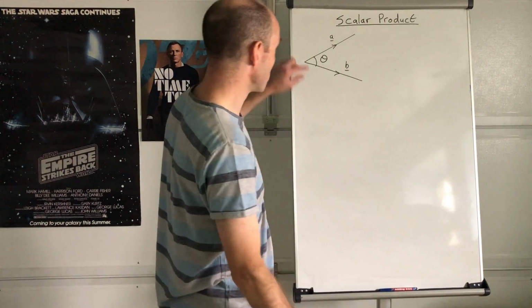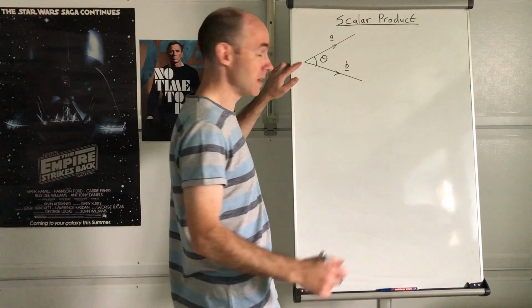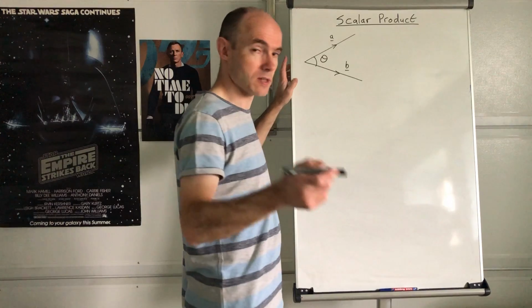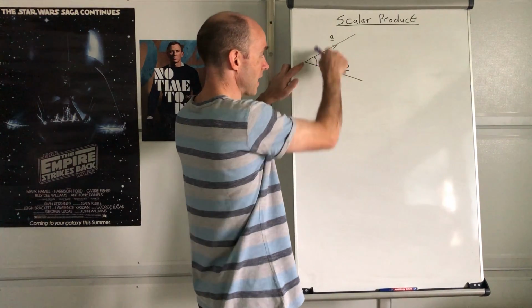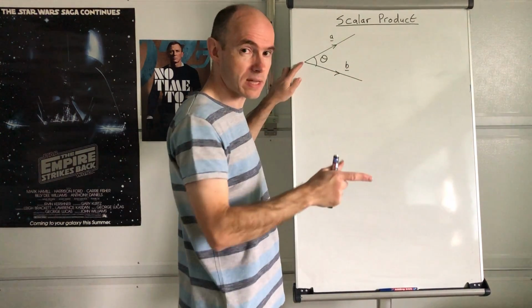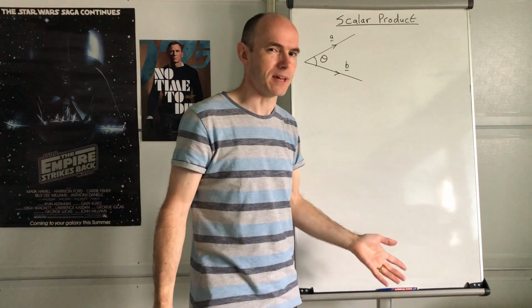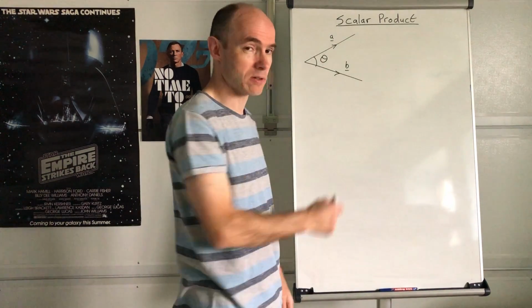I've drawn two vectors on the board here, and the last example looked at the point of intersection. If there's a point of intersection, these two vectors are intersecting, and they intersect at an angle. Wouldn't it be useful to know what that angle is? The scalar product allows us to do that.